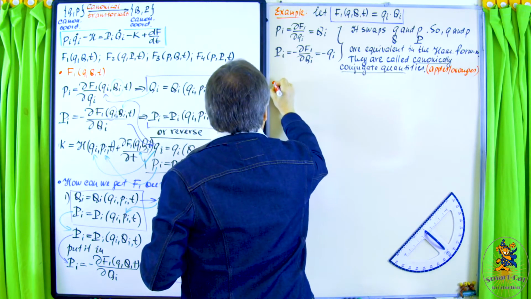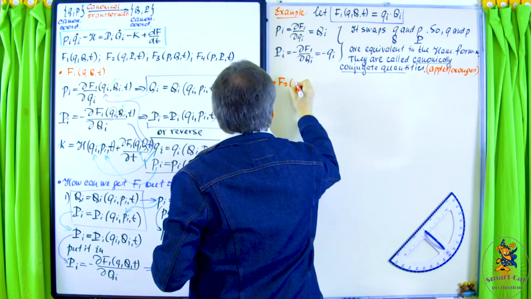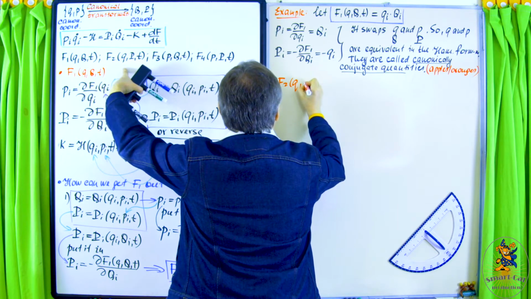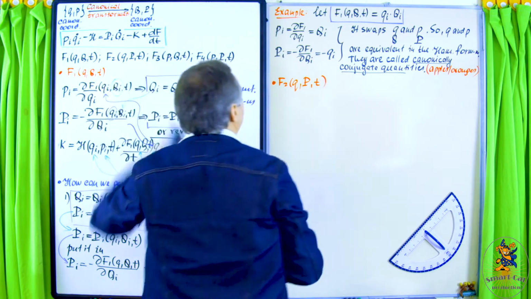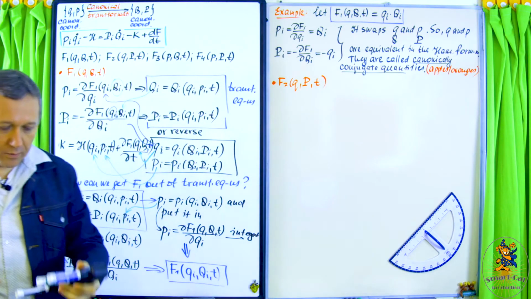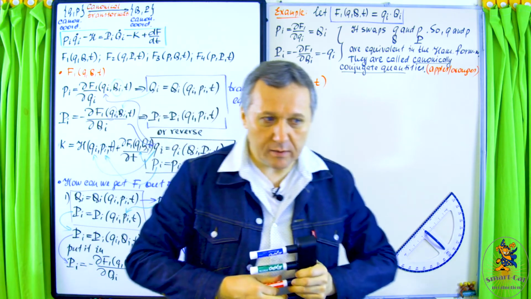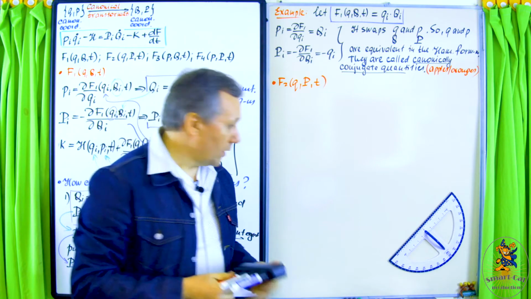Okay, now a new bullet. What about function f2, which should be a function of q small, p capital, and t? The generating function of the second type. So how can we get this function? How can we bring this function into the game?